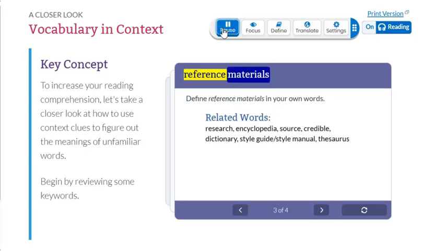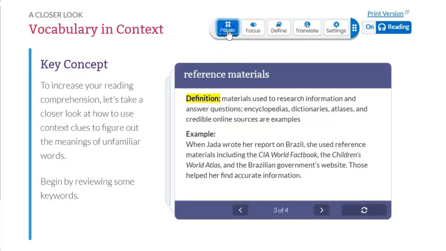Reference materials. Define reference materials in your own words. Related words: research, encyclopedia, source, credible, dictionary, style guide, style manual, thesaurus. Definition: materials used to research information and answer questions. Encyclopedias, dictionaries, atlases, and credible online sources are examples.